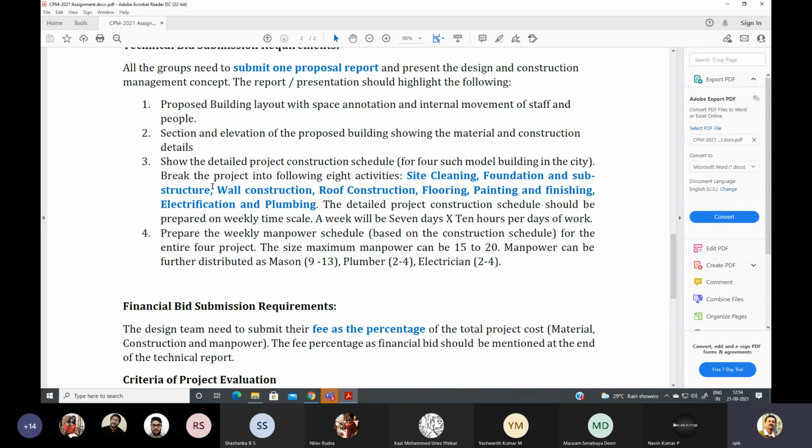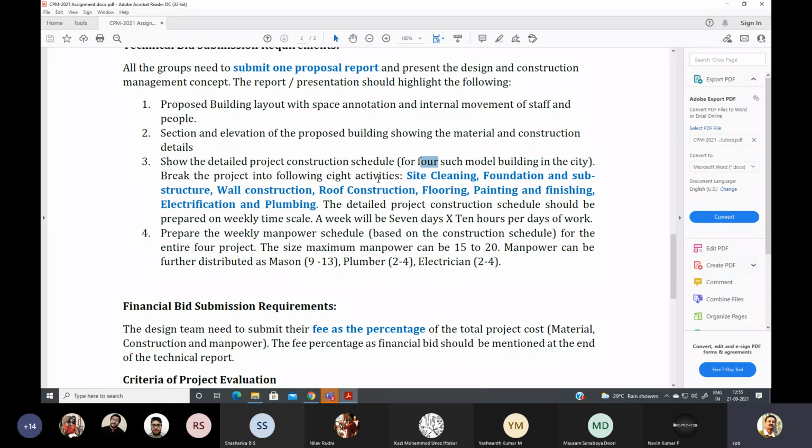The third one is very important. Show the detailed project construction schedule, the bar chart probably. For four, it will be five actually. Okay, it will be not four, five such model buildings in the city. So how you will do first, second, third, fourth, fifth? How much time will it require? So what is the total requirement of time?